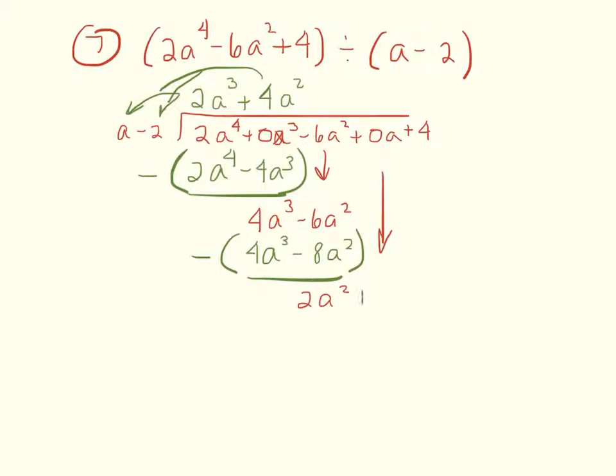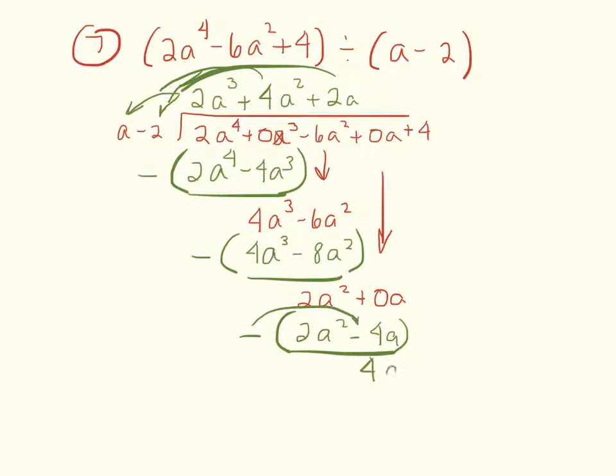I bring down the 0 a's. Okay, repeating the process. a times what gives me 2a squared? The answer is 2a. So I distribute that. 2a squared minus 4a. I subtract it. That negative gets distributed, making it positive 4a, and I bring down the 4. Repeating once more, a times what to get 4a? The answer is 4. Distribute the 4 to the a minus 2, get 4a minus 8.